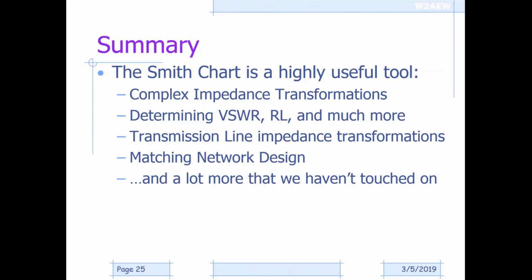So in summary, a Smith chart is a very highly useful tool, and probably more so back in the days before computers and before calculators. We could actually solve some of these very complex transmission line impedance matching problems graphically, rather than having to run through all of the very complex math. We can do the complex impedance transformations from capacitance and inductance, from reactance to susceptance and back and forth. We can do impedance transformations with transmission line lengths very easily. We can determine SWR and return loss and a lot more, and design matching networks and a whole lot more that we haven't touched on.